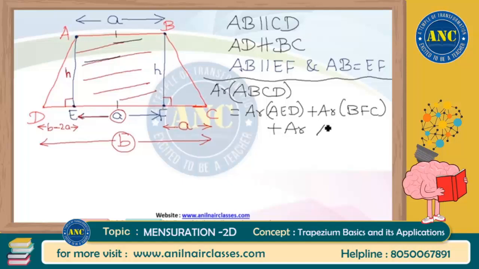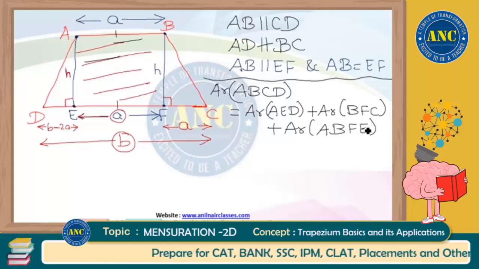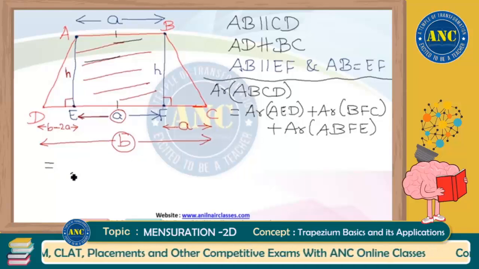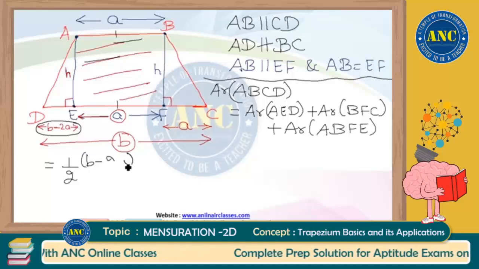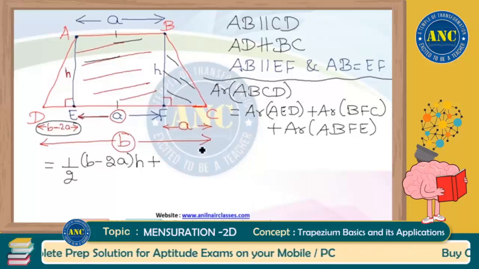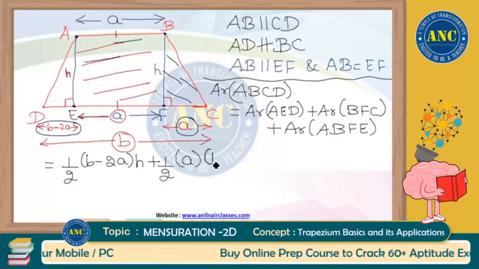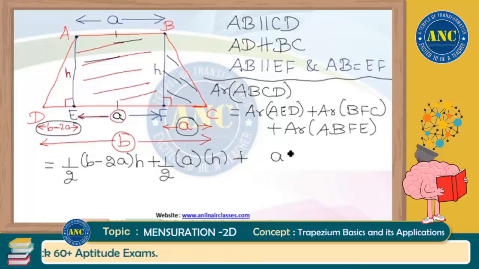If I add these three areas, I will get the area of my entire trapezium. First of all, what is the area of this right angle triangle AED? Half into base, which is b minus 2a, into height H. Similarly, for the other right angle triangle on the right side, the area is half into base a into height H, and the area of the rectangle ABFE is length into breadth, length a, breadth H.